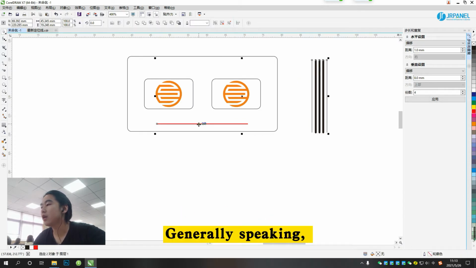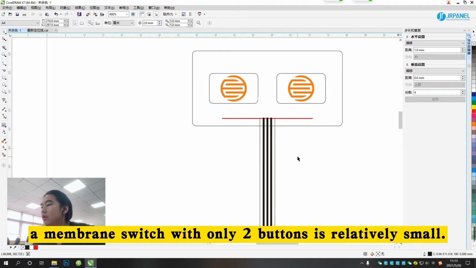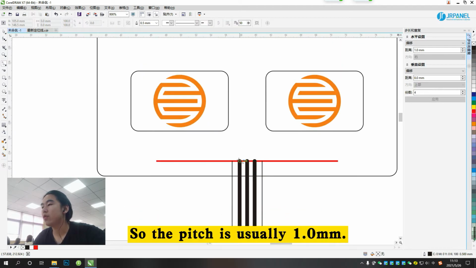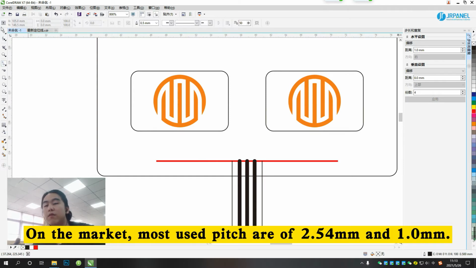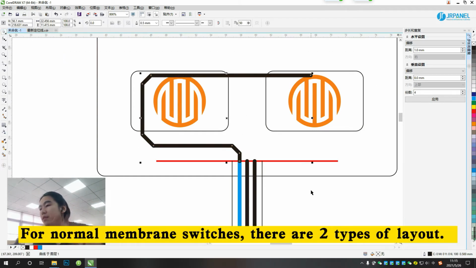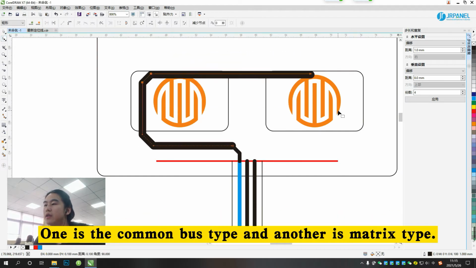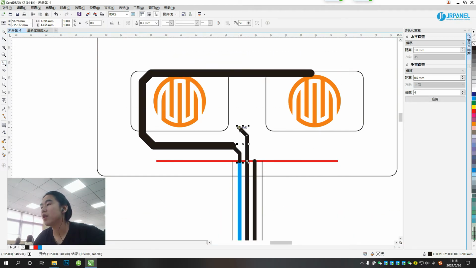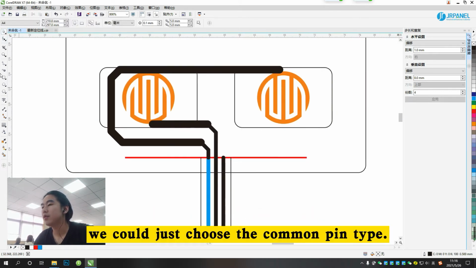Generally speaking, a membrane switch with only two buttons is relatively small, so the pitch is usually 1 mm. On the market, the most used pitches are 2.54 mm and 1 mm. For normal membrane switches, there are two types of layout. One is the common bus type and another is the matrix type. Since this switch has only two buttons, we could just choose the common bus type.